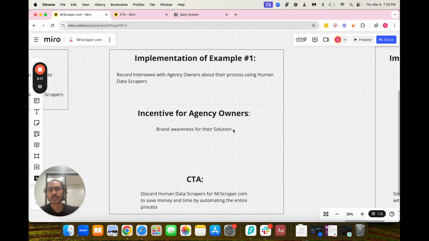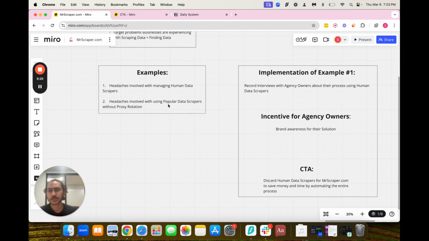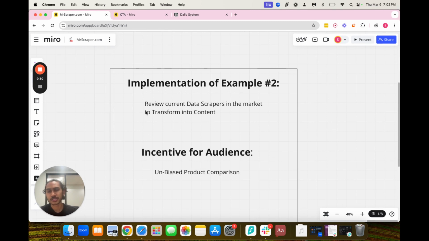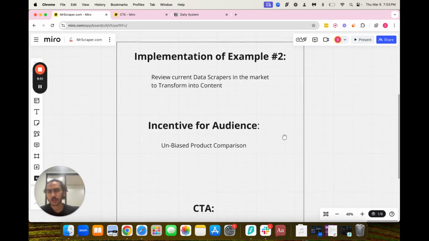And then if we're implementing example number 2 here, headaches involved with using popular data scrapers without proxy rotation. There's a lot out there that do not have proxy rotation. A good way to implement it would be to review current data scrapers in the market to transform into content. So your review of the other data scrapers, right? You would turn that into content, whether that's video or blogs.